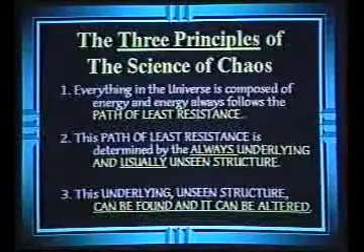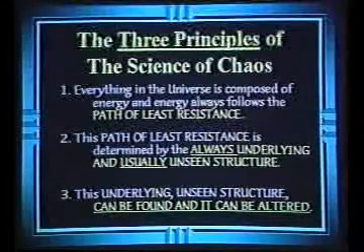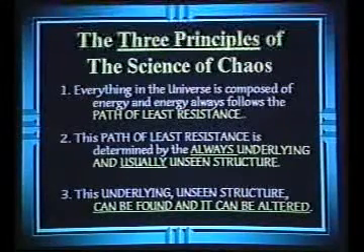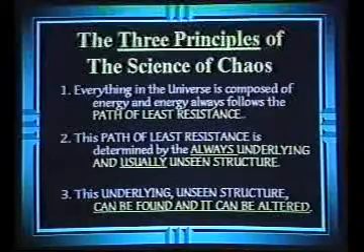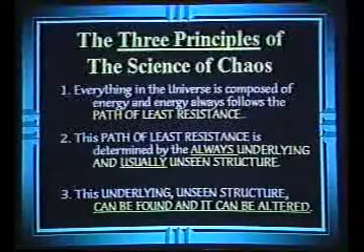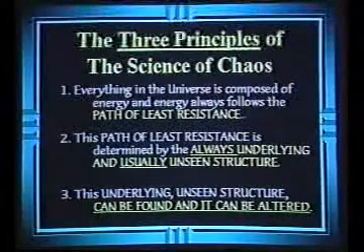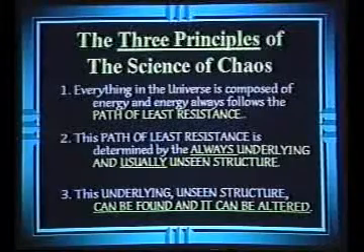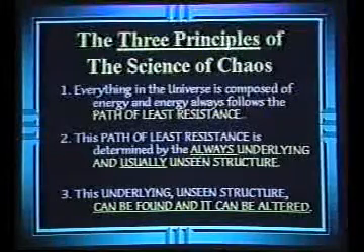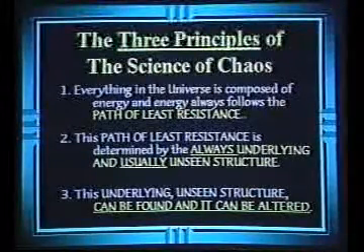Now, we've looked at the 4 attractors. We've looked at the underlying structure. Remember, there are 3 principles of underlying structure. First of all, that everything in the universe is energy. All energy follows the path of least resistance. This path of least resistance is determined by the always underlying, usually unseen structure, and that underlying unseen structure can be discovered and it can be altered.